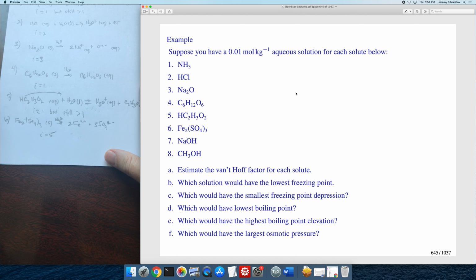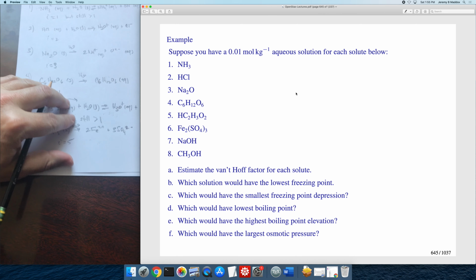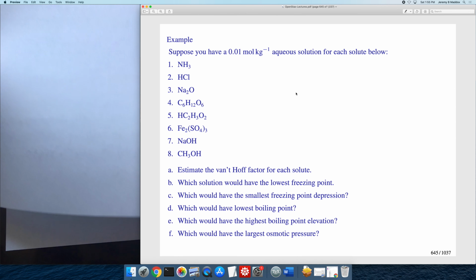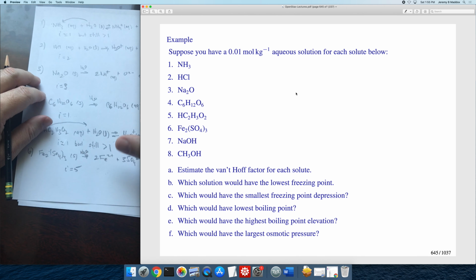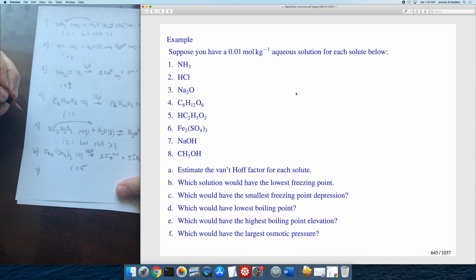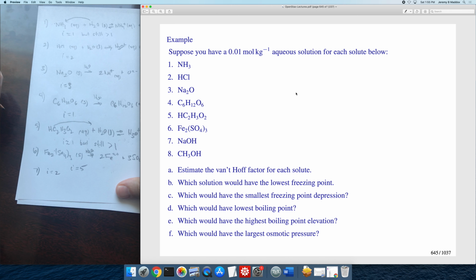For 7, sodium hydroxide is going to be, I really need to get them all on one page, but I don't have enough space. That's too bad. Well, I'll just write it out. For 7, you're going to form sodium ions and hydroxide ions. So the van 't Hoff factor here is going to be 2. It's an ionic compound.